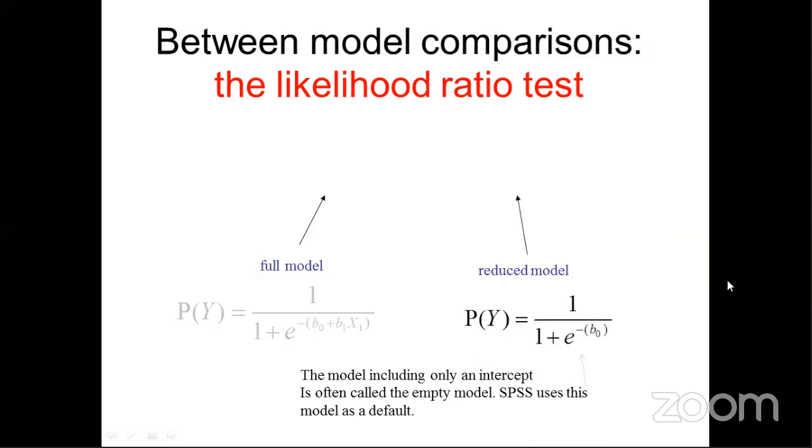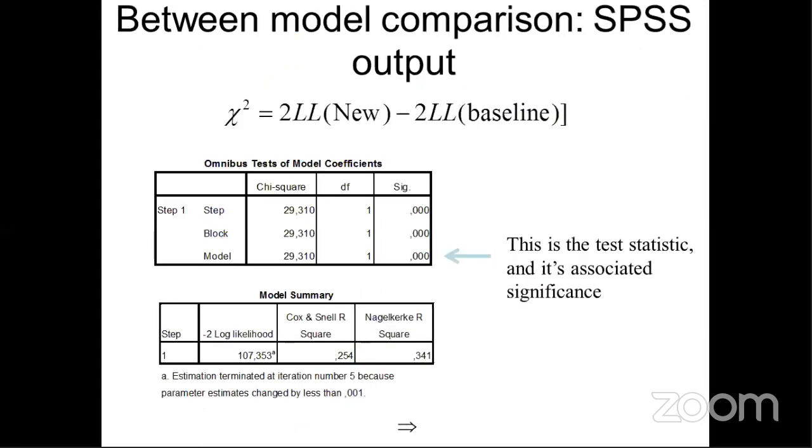Whereas the reduced model or the base model includes only beta naught. So this is related to the model comparison analysis based on the likelihood ratio test. The same is given in SPSS.